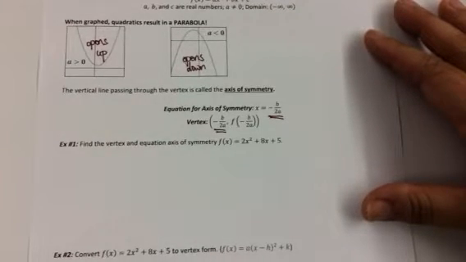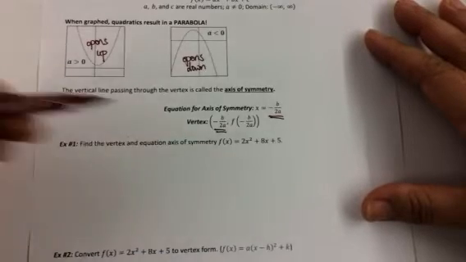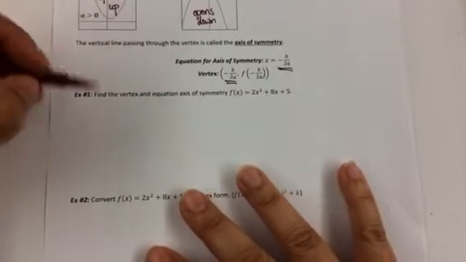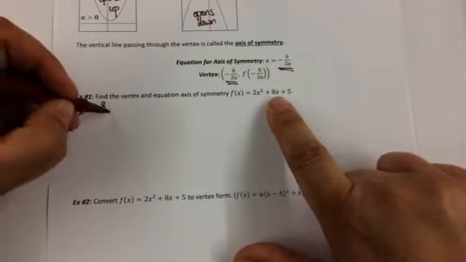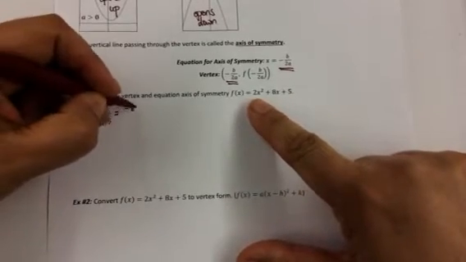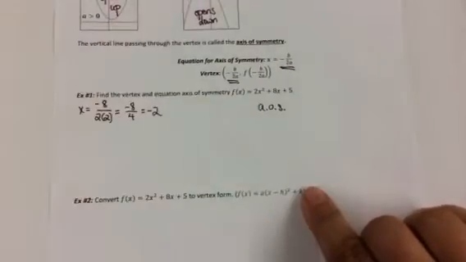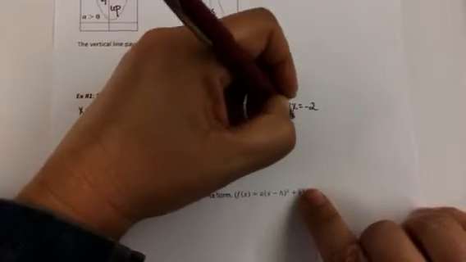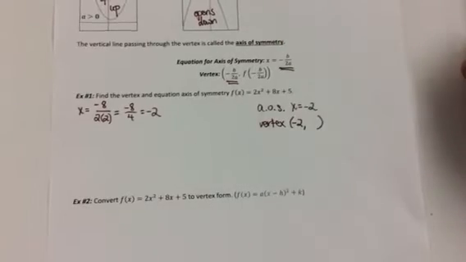So let's apply that. Find the vertex and equation of the axis of symmetry for this function. So we're going to go x equals negative b, right, over 2a, and that's going to give me negative 8 over 4. So the axis of symmetry is x equals negative 2. And I also know the vertex x coordinate is negative 2 using these two pieces of information here.